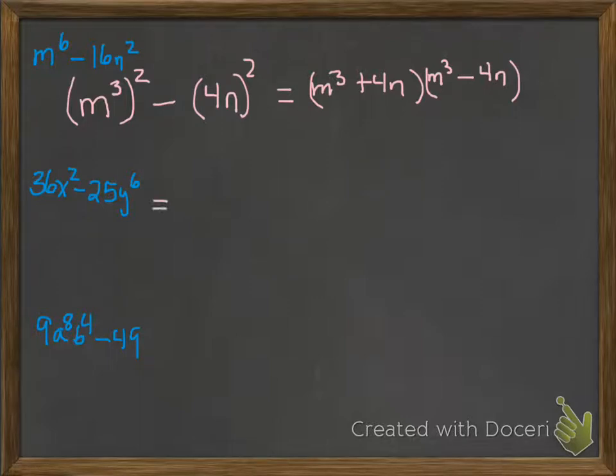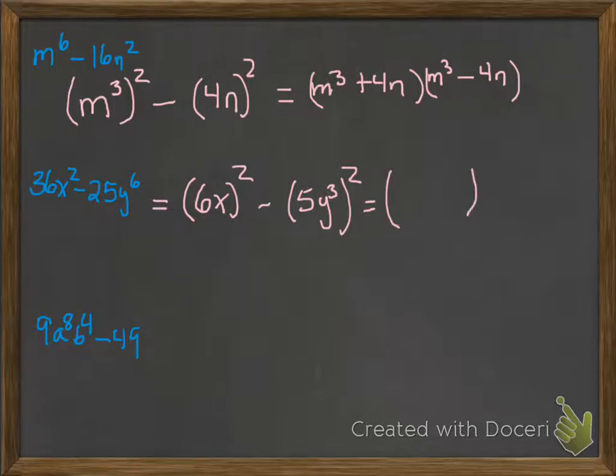So we'll keep going. This one I end up with 6x squared minus 5y cubed squared. Remember, power to a power, we multiply. Again, I'll say it again. Power to a power, we multiply. So this becomes 6x plus 5y cubed, 6x minus 5y cubed.